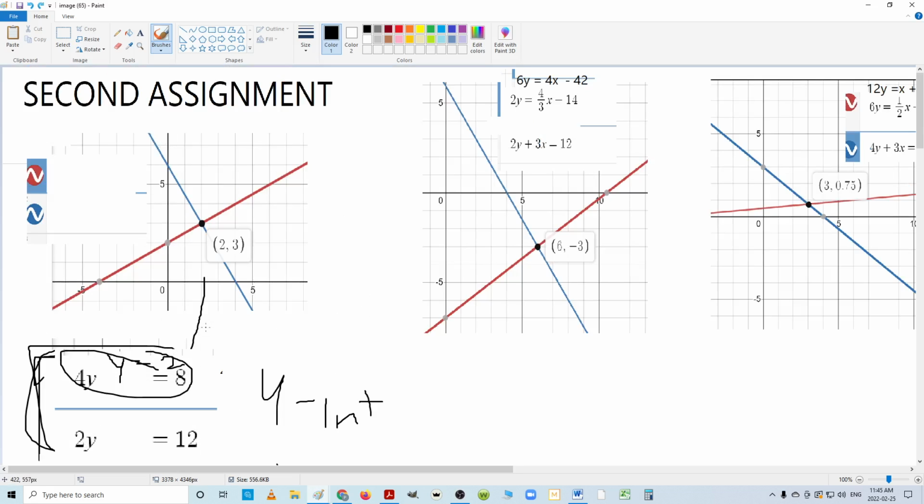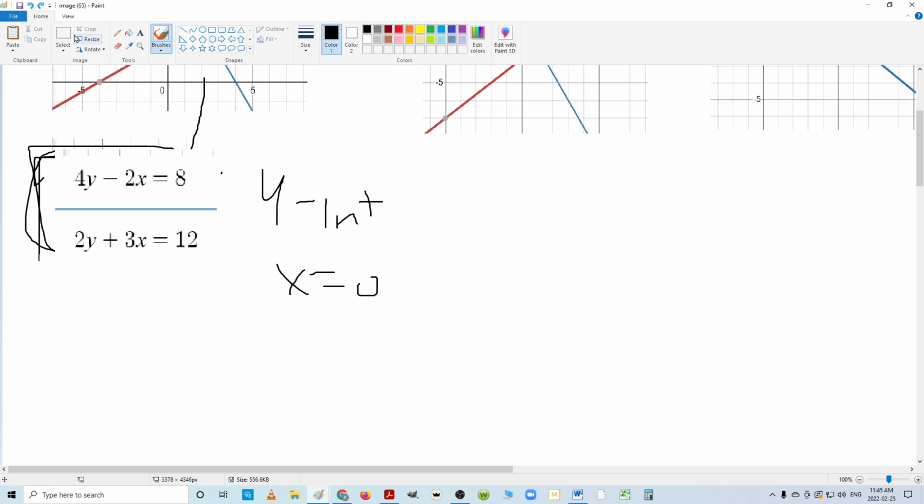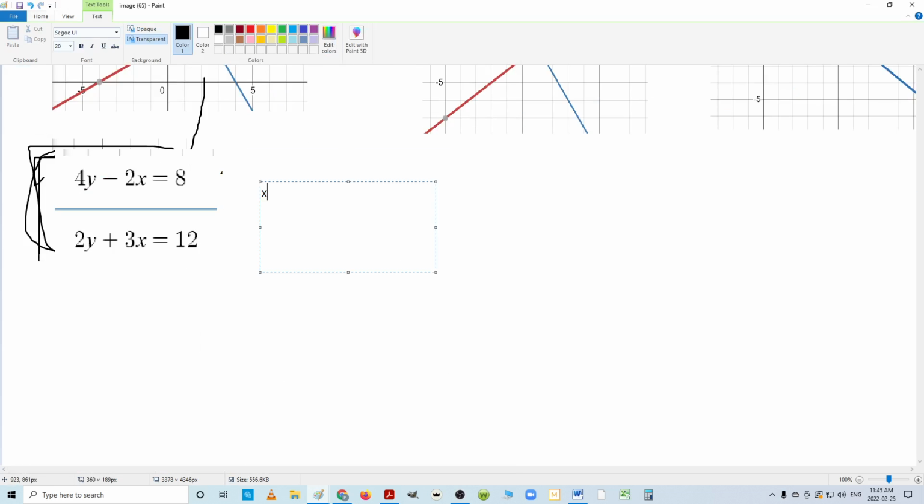Now, what about the other way? What about x-intercepts? You're going to find that the standard formula is much easier for finding the x-intercepts, because x-intercepts occur when what? When y is equal to 0. So say it over and over again. Y-intercepts occur when x is equal to 0.